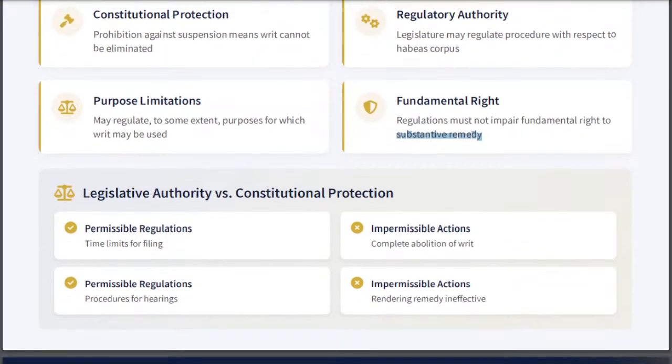And this is a long one here. There's legislative authority versus constitutional protection now. Let's look at this. The permissible regulations are time limits for filing, and you have procedures for hearings too. The impermissible ones are complete abolition of the writ and rendering the remedy ineffective. So there can be no legislative authority to do any of those kinds of things, but they can put time limits for filing and procedures for hearings. So keep that in mind. There's legislative authority for those.